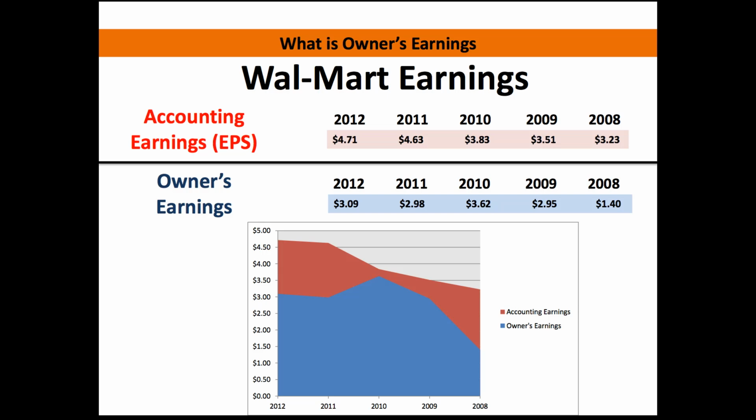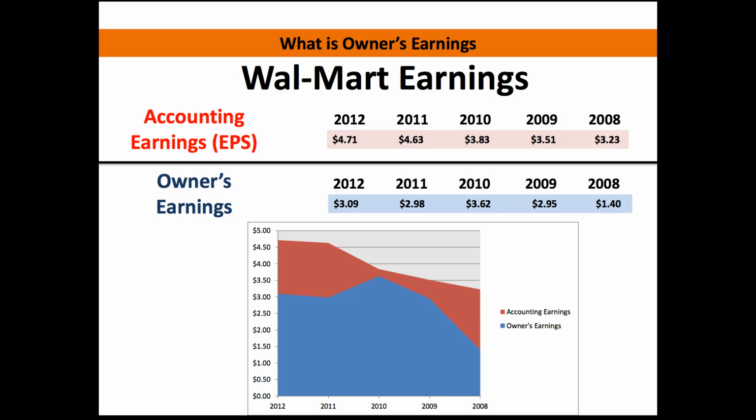At the top, we have the accounting earnings, and underneath of that, we have the owner's earnings that we just calculated. Okay? Now, instead of looking at the difference in the number there, I made a little chart so it's more visual for you to see the difference between the two. So when you look at the chart and you see the blue in the chart, that's the owner's earnings. When you see the red, that's the accounting earnings that you see.